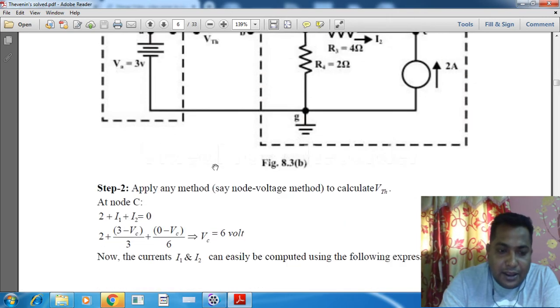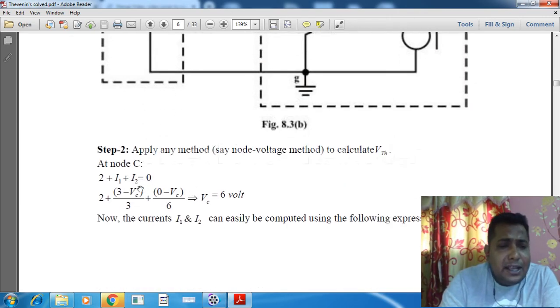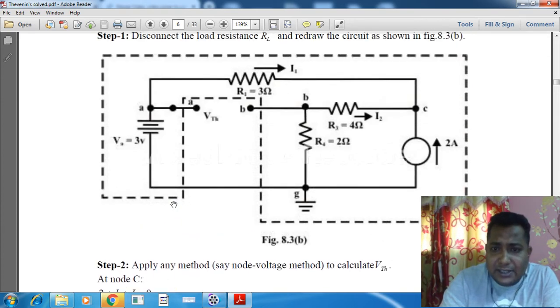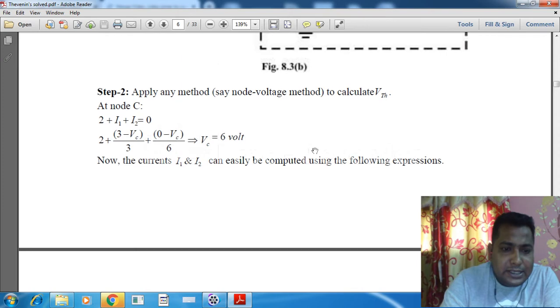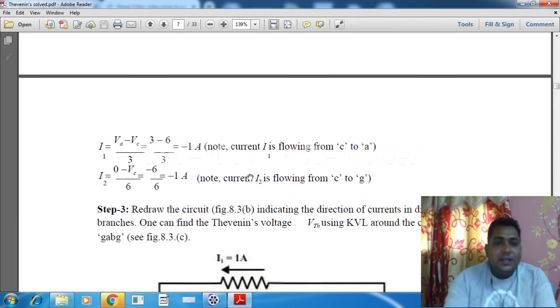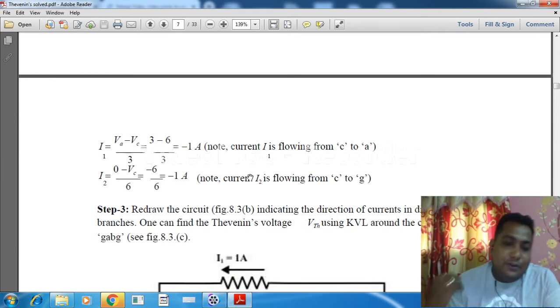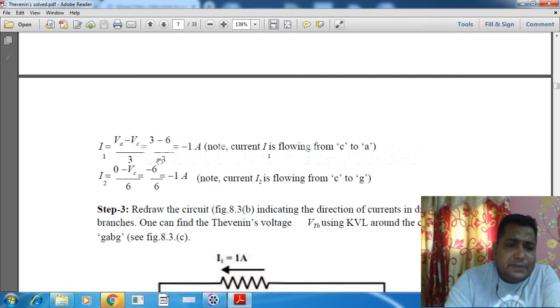As we can see over here, in the same way we can consider I2 also, that is 0 minus Vc by 6, correct? From here we have calculated 4 plus 2, that is 6. From there, if we calculate, only one variable is unknown and all others are known, so we can find Vc. Once we know Vc, we can find the I1 and I2 values, because we only have to put the value of Vc into those equations. That way we can find the I1 and I2 values, correct?